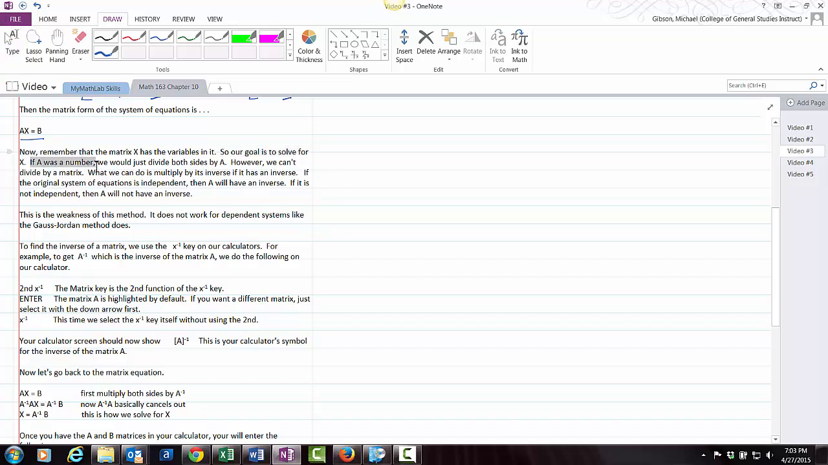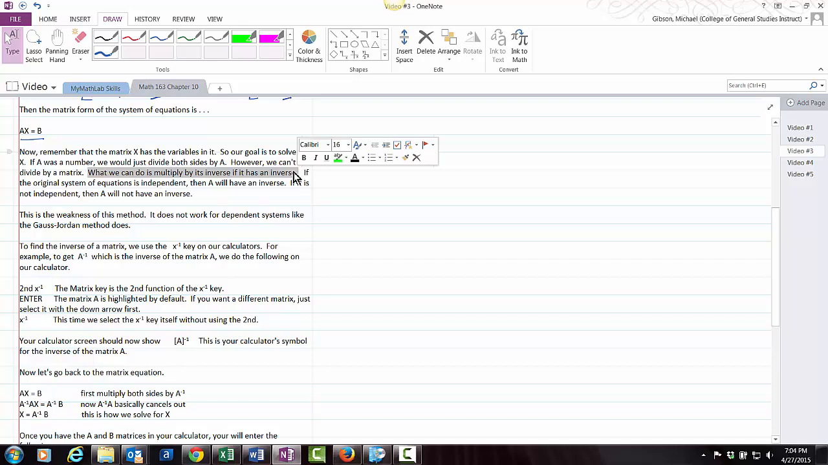Now, if A was a number, we just divide both sides by A, right? Like if you look at this equation, AX equals B, divide both sides by A. However, we can't divide by a matrix, unfortunately. What we can do is a lot like it. What we can do is multiply by its inverse, if it has an inverse.